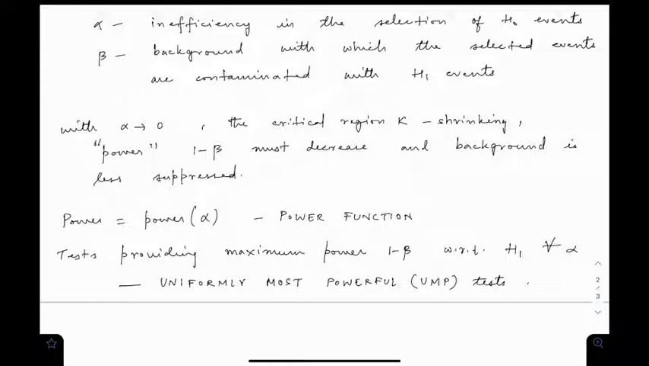Only in rare cases where H1 is restricted in some way, there exists an optimum, that is UMP test. If both hypotheses are simple, then the likelihood ratio can be used as test statistic to discriminate between H0 and H1 and provides a uniformly most powerful test.